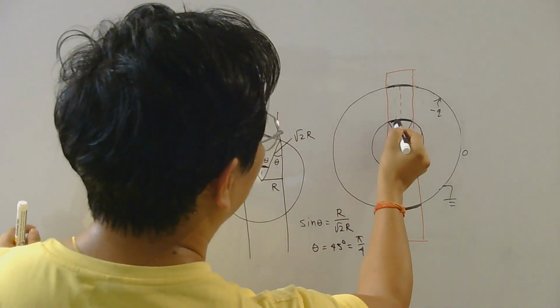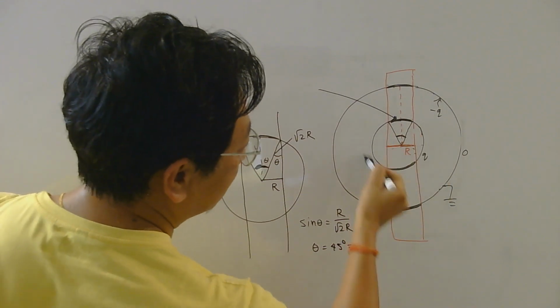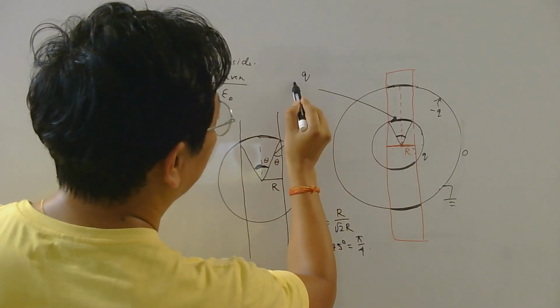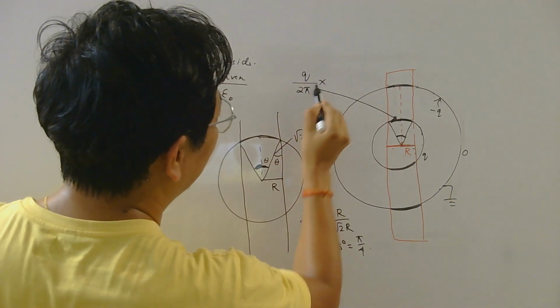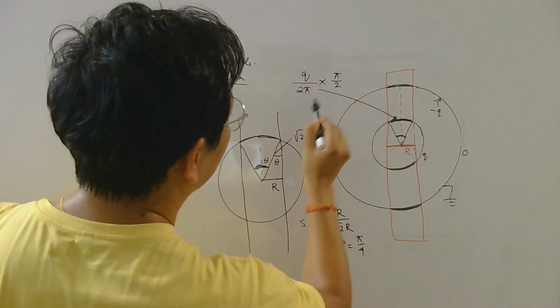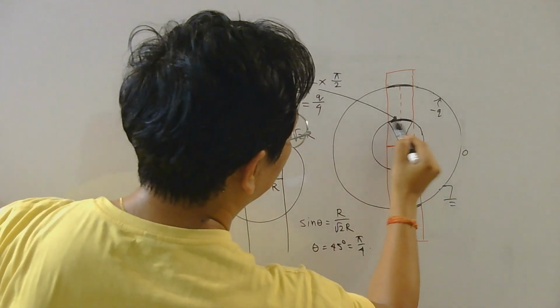So what will be the charge on this part? This is plus, remember, okay, plus charge this is. So Q total charge over total angle when you see from the top, 2 pi, into 90. So that will be how much? Q by 4. So this much charge is Q by 4.